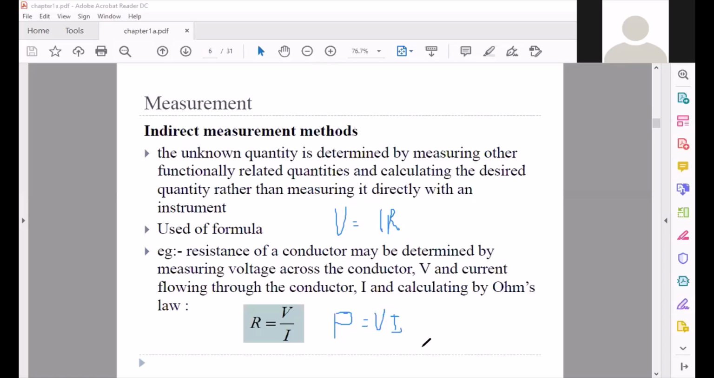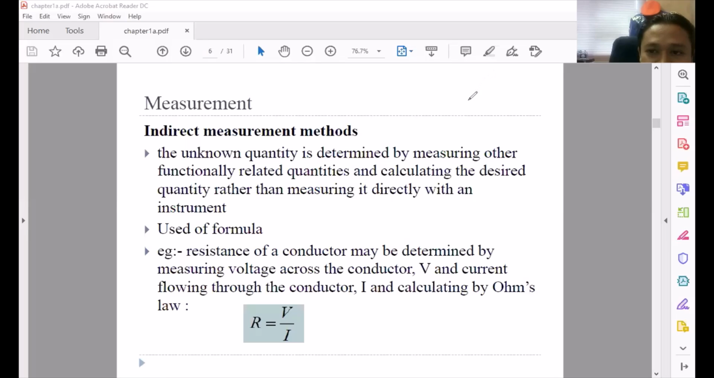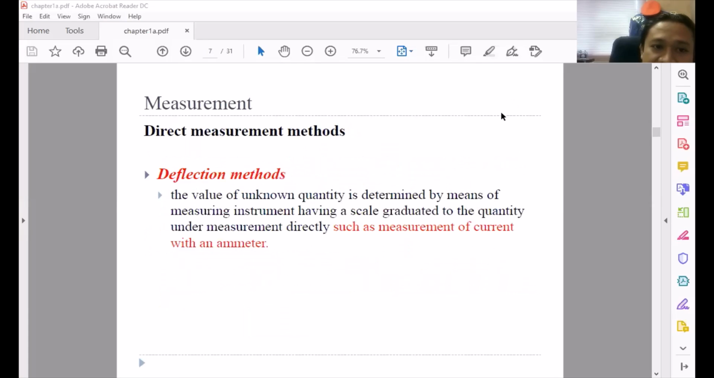Okay, clear, class? Clear, sir, clear. Okay, this one we call indirect measurement. So next is the direct measurement. Let me show to you. So we can directly use the multimeter.